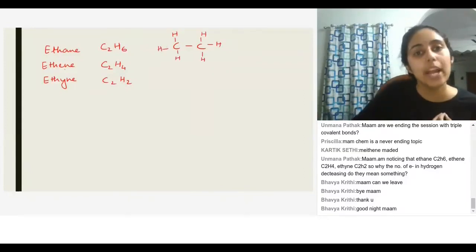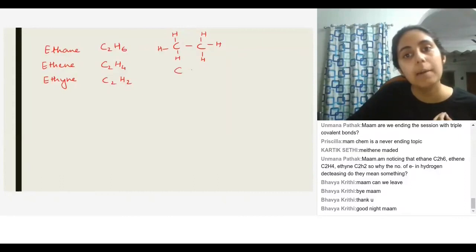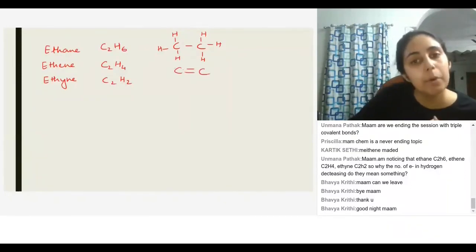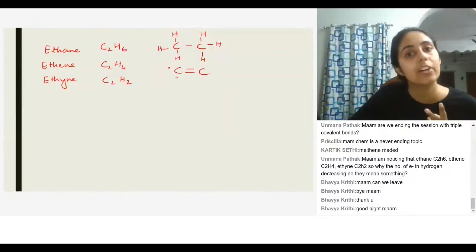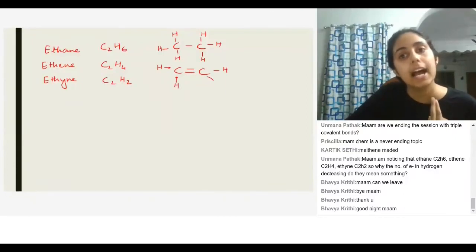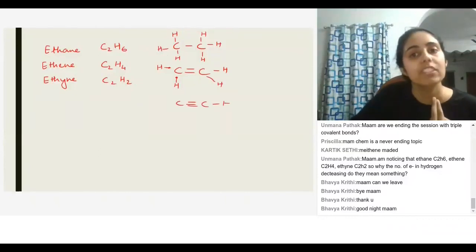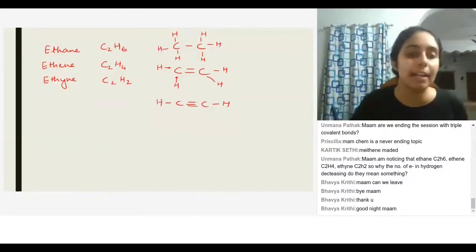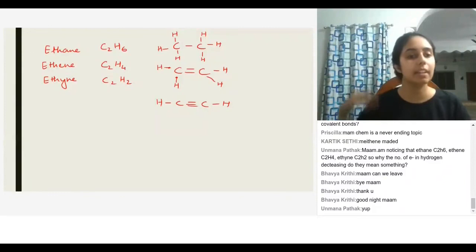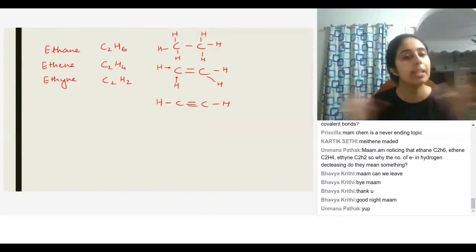Whereas in C2H4, carbon has a double bond. Once I put the double bond, carbon has only 2 extra electrons, and those 2 electrons form bonds with hydrogen. That is why only 2 hydrogens are there. Between carbon-carbon triple bond, there is only 1 extra electron, which is why there is only 1 hydrogen atom for each carbon atom. Does that make sense, Unmana? This is why the number of hydrogen atoms is reducing, because those bonds are used between carbon and carbon itself.